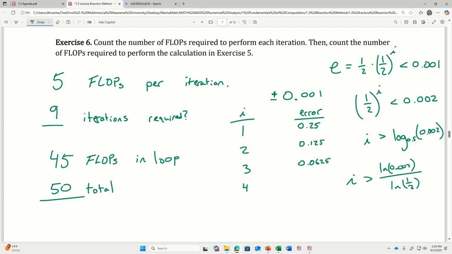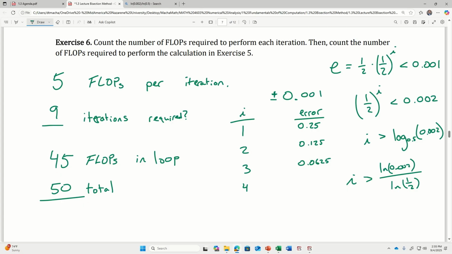So that might be a reason you don't want to use bisection, but there's pros and cons. Everything has pros and cons. For right now, let's take a pause and see, does everybody understand why I said the error is 1/2 times 1/2 to the I power? Do you see how I got that?